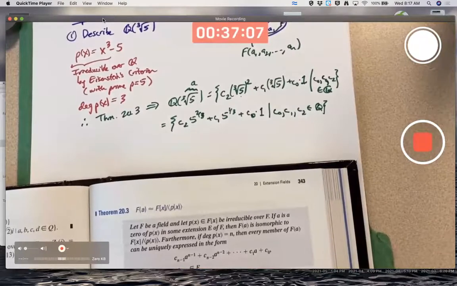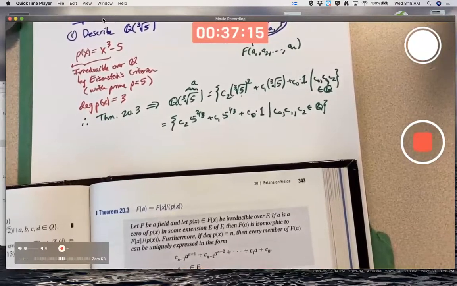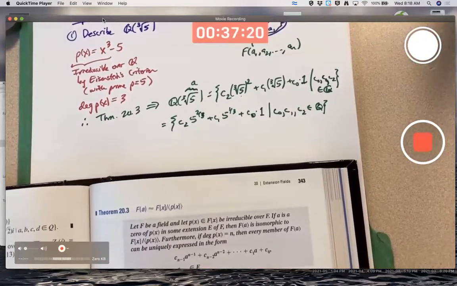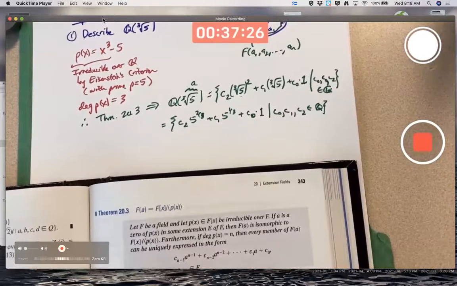I'm looking at this and, for example, I'm wondering, how do you get 5 to the negative 1/3 out of this? You must be able to, because it's a field, so the multiplicative inverse of 5 to the positive 1/3 is 5 to the negative 1/3. That should be in the field. But it's not so clear how to pick C2, C1, and C0 to make that happen.